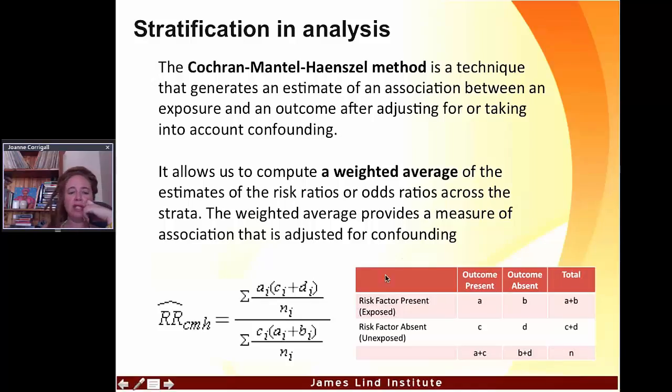Here is the formula for it in terms of relative risks. You can look it up online; there are lots of examples if you want to see the actual numbers. But it's really just weighted odds ratios over each other. So there are the formulas, and these are the tables that you would be using. In essence, it allows you to compute a weighted average of the estimates of the risk ratios or odds ratios across the strata. When we have calculated that, we call it the adjusted odds ratio or relative risk. And so that's what you would use.